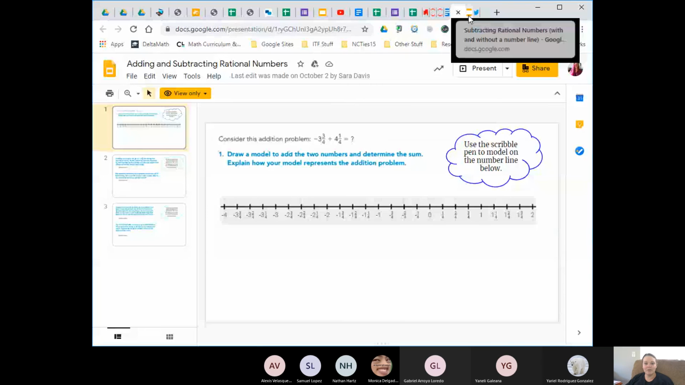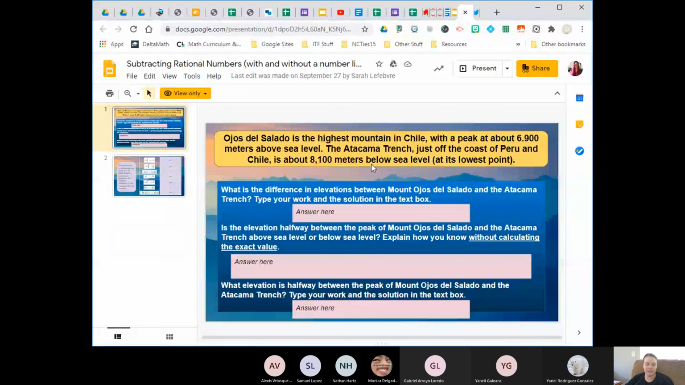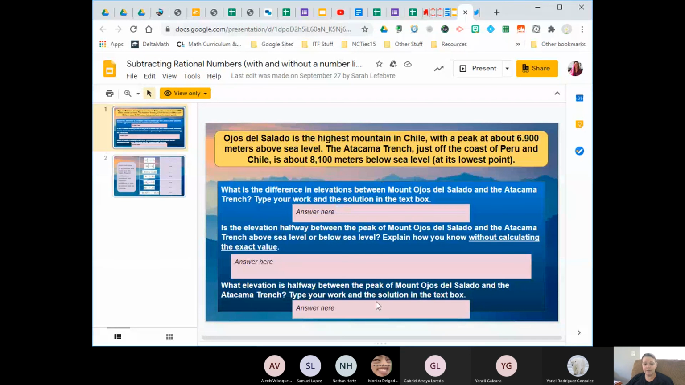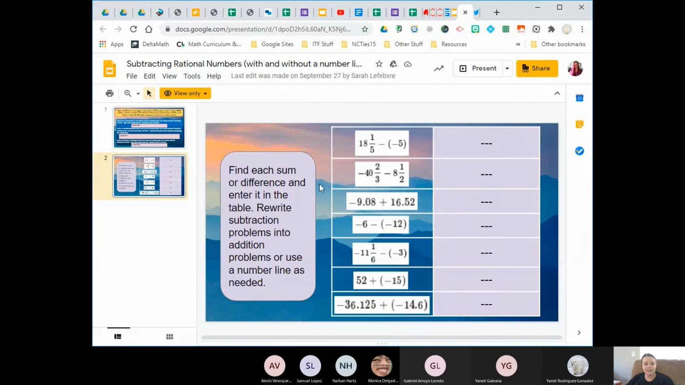Then you have 2 Google files that you're going to do. The first one is just 2 slides long. Slide 1, you have 3 questions about this word problem. And then slide 2 wants you to just find the difference between these numbers, or the sum, either one, whatever it's asking for. And it tells you that if you need to rewrite subtraction problems as addition problems or use a number line to help you solve them, you can do that.